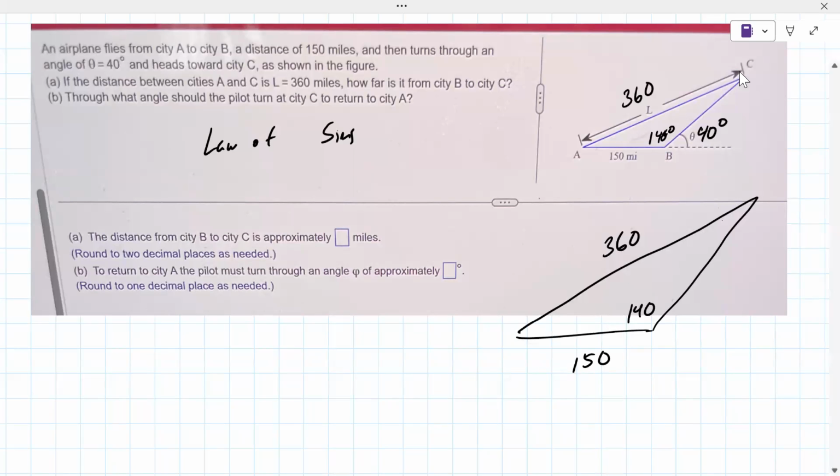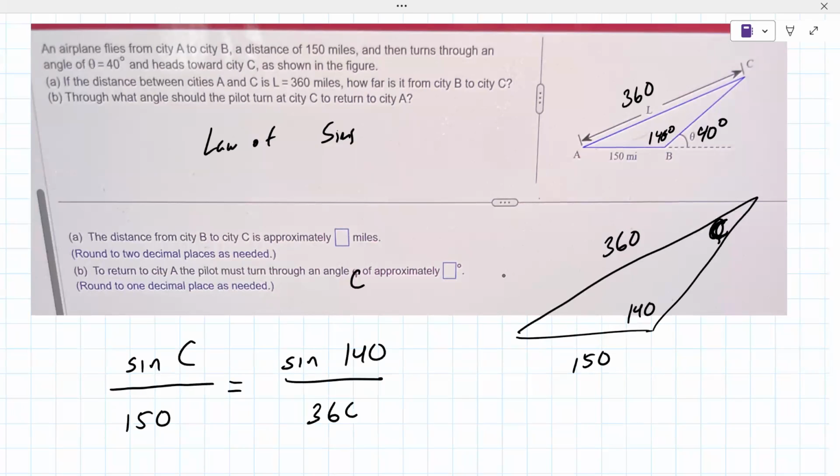All right, so the way law of sines works is we have to think about what we're given. We're given a side and an angle pair, a side angle pair like this. This side goes with this angle right here up at the top, which I don't like that letter, so I'm just going to switch to letter C. Call this angle C here. So to find C, it's the sine of C over 150 equals sine 140 over 360, like that.